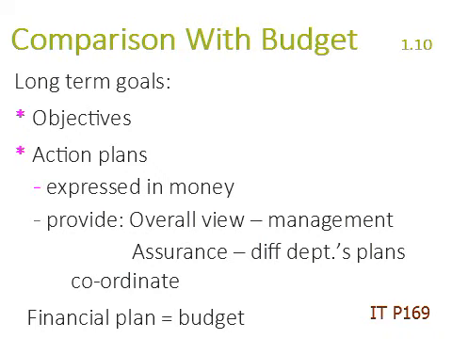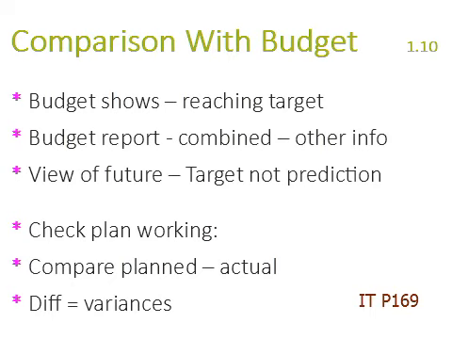The financial plan is called a budget. A budget shows whether a business is reaching their target, and it can be combined with other information, such as non-financial information, and ratios. A budget is similar, but not the same as a forecast, as they both give a view of the future. A forecast is a prediction of what is likely to happen, but a budget is more like a target, something that the business wants to achieve.